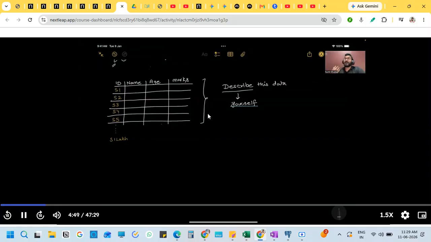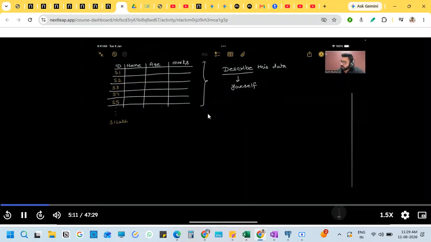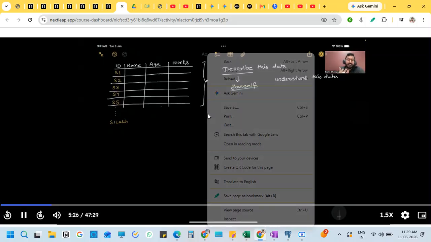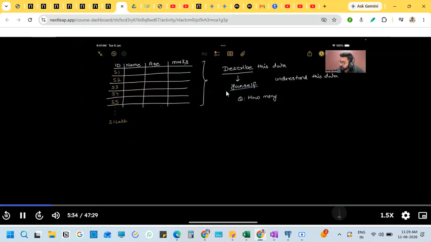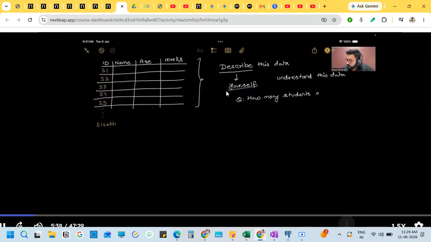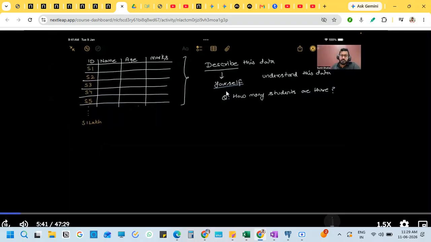So before you can do any kind of analytics, before you can do any kind of modeling, and I'm using some great heavy jargons right now, before you can do machine learning, before you can do artificial intelligence, the very first thing you need to do is to understand the data, right? So you need to describe or understand this data. Now, what questions might you ask? Since you want to understand this data, you might ask number one question, how many students are there? We already know the answer, it's around 1 lakh.